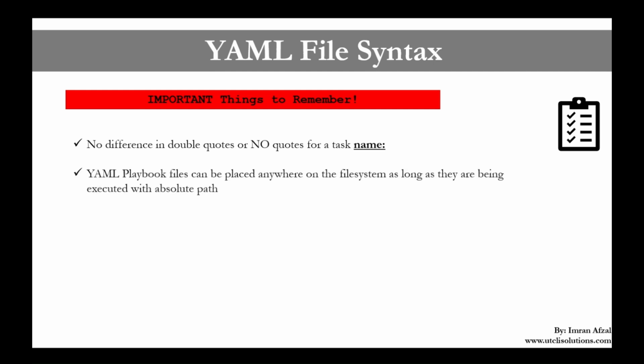Then YAML playbook files can be placed anywhere on the file system as long as they are being executed with the absolute path. Yes, our Ansible home directory is /etc/ansible. So you can keep all your playbook or YAML files in that directory. That's a good practice. But if you wanted to keep those executable files somewhere else, that is still fine. But when you run it, you have to run it with the absolute path.